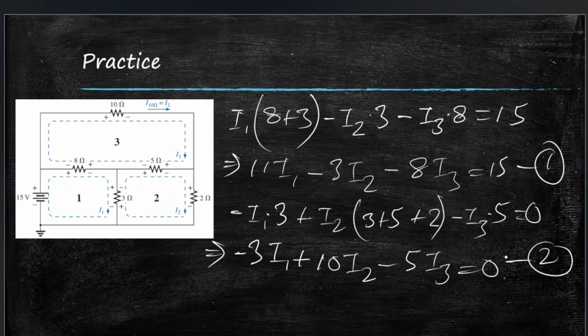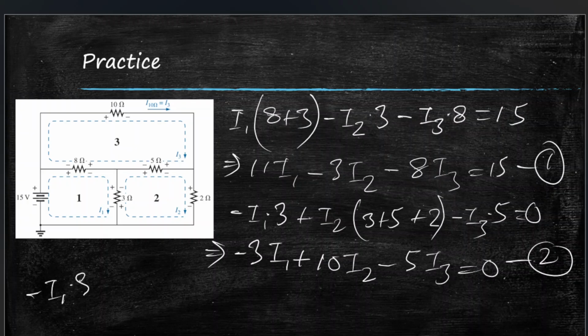That's equation 2. Okay, now equation 3, again we start with minus I1. Remember, for loop number 1, only I1 will be positive, everything else will be negative. For loop number 2, only I2 will be positive, everything else will be negative. And similarly for loop number 3, only I3 will be positive, everything else will be negative. So minus I1, and only 8 is between I1 and I3, right? Between loop 1 and loop 3. So we put 8. Again, I put an unnecessary bracket.